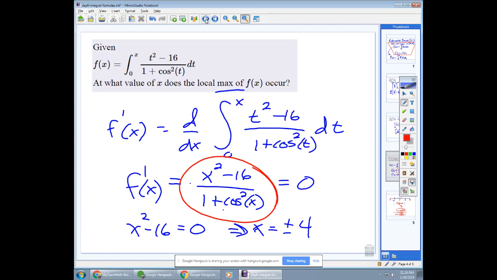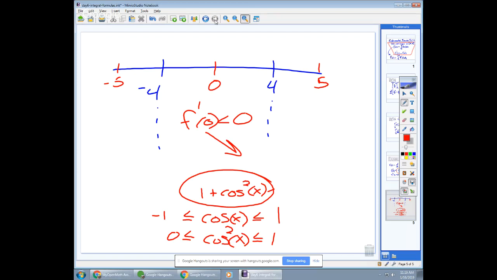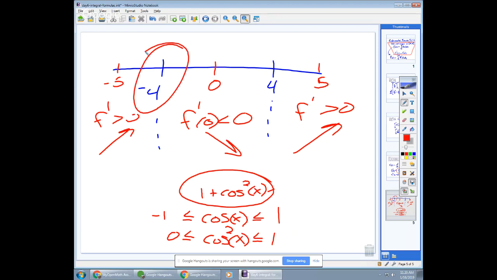If I go back here and plug in 5 or -5, either one squared is 25. The numerator is going to be positive. The denominator is always positive. So sign analysis tells me that over here, f prime is greater than 0, so the function is increasing. Over here, f prime is greater than 0, the function is increasing. So a local max occurs at -4. That's what we established based on that.